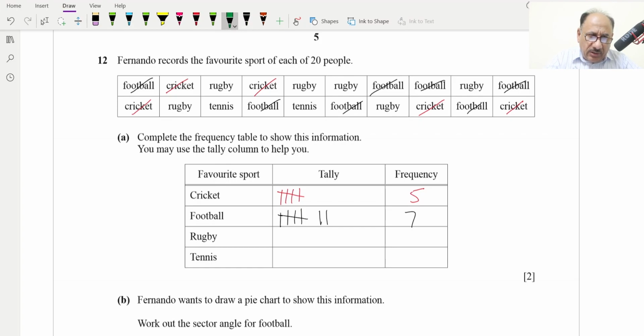And next rugby will be 1, 2, 3, 4, 5, 6. 6 will be rugby, and we can write here 6. And then tennis also we can make 1 and 2. 2 are only tennis. So this will be the tally chart complete.